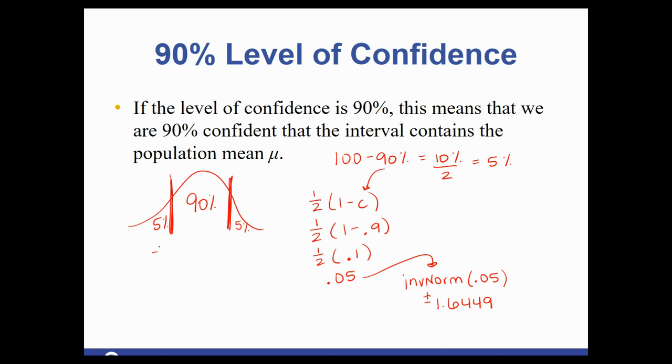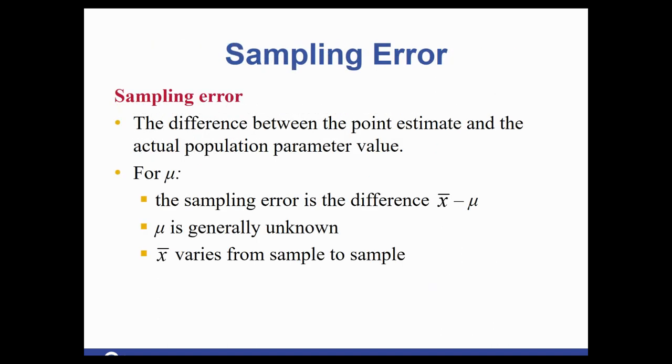These are the z-scores that separate what's probable from what's improbable for these scenarios. So that is your ZC, your critical value. So once you have that critical value, we got to talk about sampling error. It's the difference between your point estimate, which remember is your X bar, and the actual population parameter value, your mu.